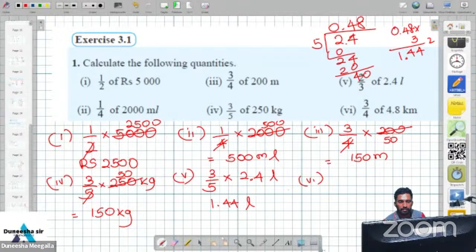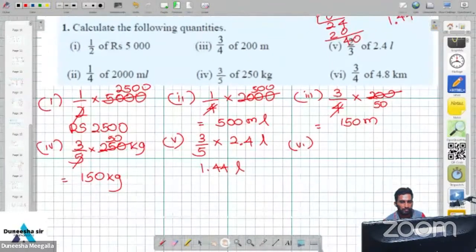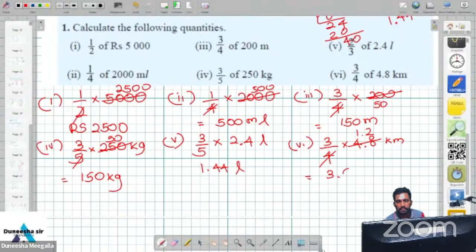Sixth one. What is the answer for the sixth one? 3 over 4 have to multiply by 4.8. If we divide by the 4, it's kilometer. Then 1.2. 1.2 multiplied by 3 is 3.6 kilometers. Okay. After you finish the writing, raise hand.